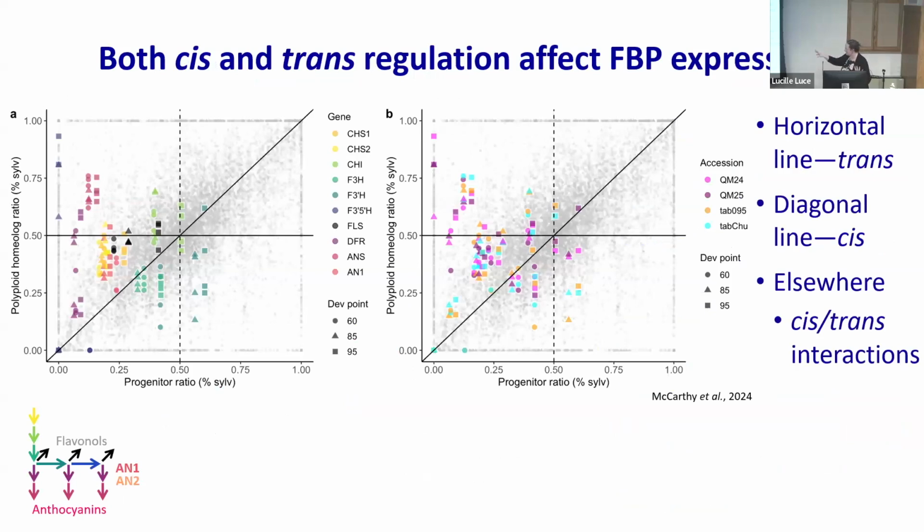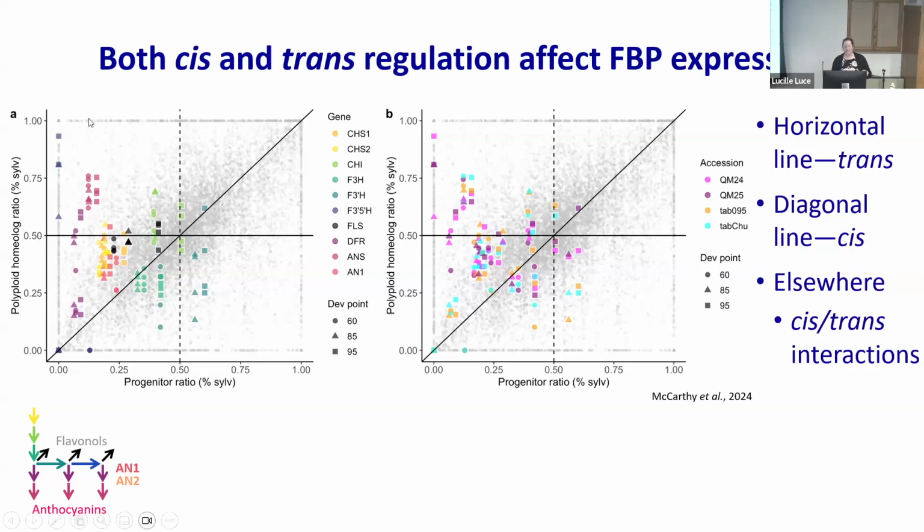Okay. Again with these plots, a new thing that we can think about: where things fall in these plots gives us an idea of their regulation. So if things fall out in this horizontal line, then they are likely trans-regulated because they're in the same environment, and so they're going to have equal expression. Our diagonal line represents our cis-regulatory differences because those cis-regulatory differences should track with what we see in the progenitors to what we see in the polyploids, giving us that diagonal line. And then anywhere else in the plot is likely some sort of cis-trans interaction.